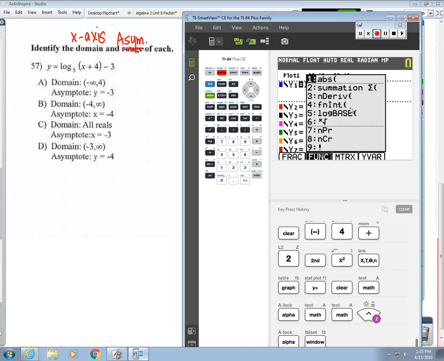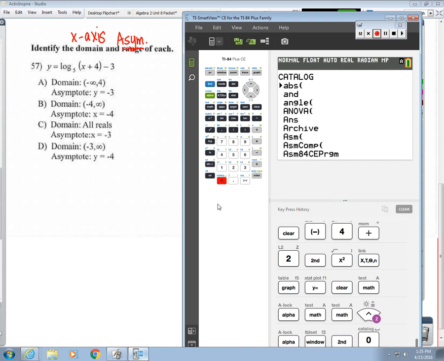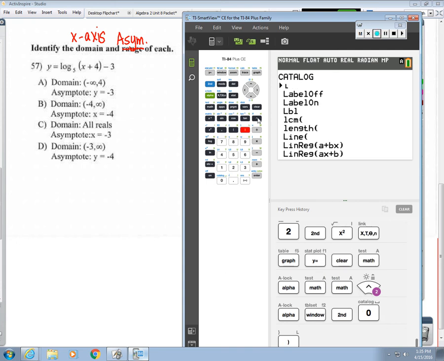Now earlier today, one of my students found something else that could be helpful for a lot of things. If you hit second and then 0, what's above 0? Catalog. Then, whatever you're trying to find, you just type in the first letter. Like we were trying to find log base. So here's L, hit L. And then there's all of the words that start with L. And then you would just go down until you found log base. I'm not sure. Where is it?